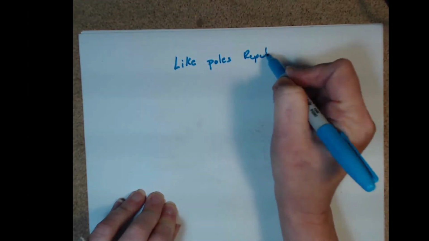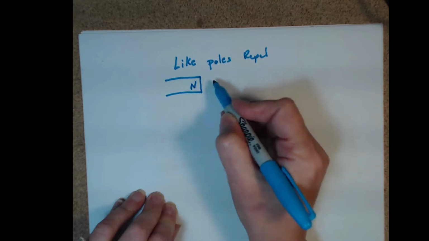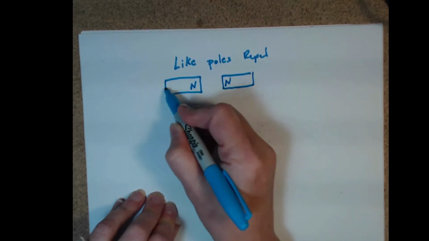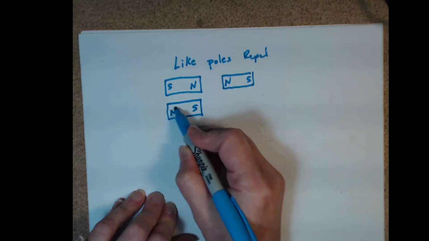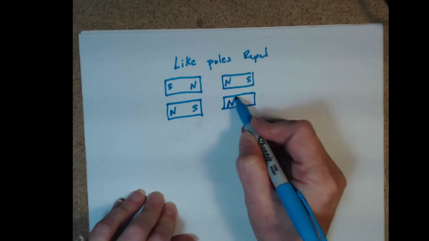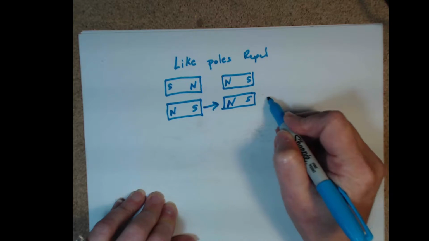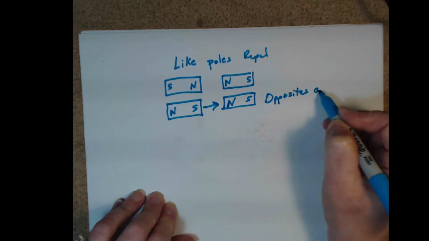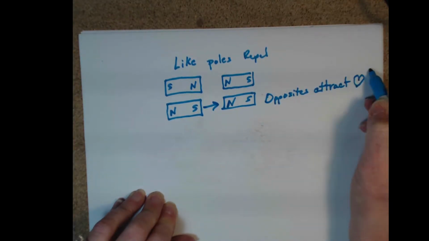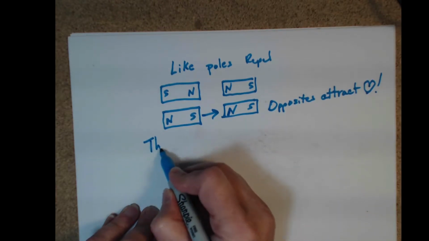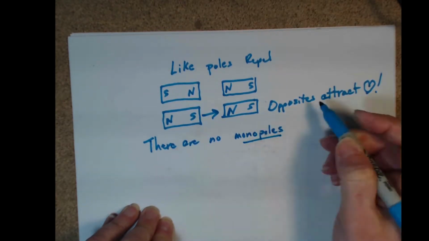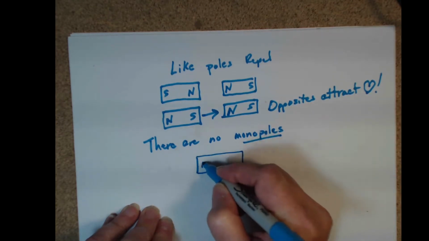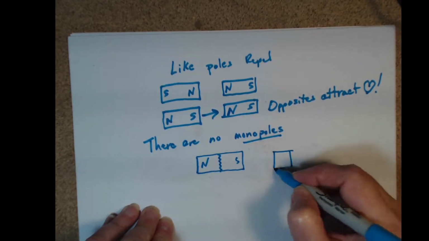In magnets, like poles repel and opposite poles attract. There are no monopoles. In other words, anytime you have a magnet, it must have a north and a south pole. If I break a magnet in half, each piece will have a north and south pole.